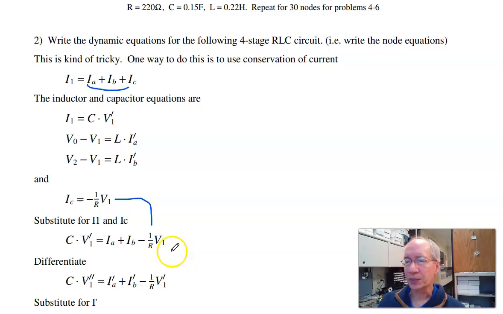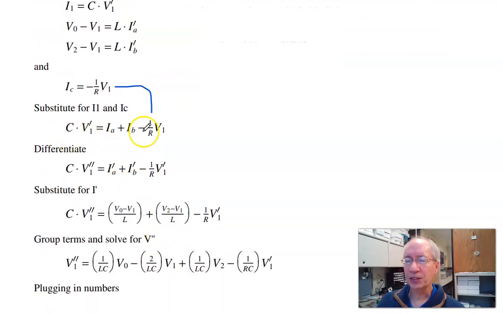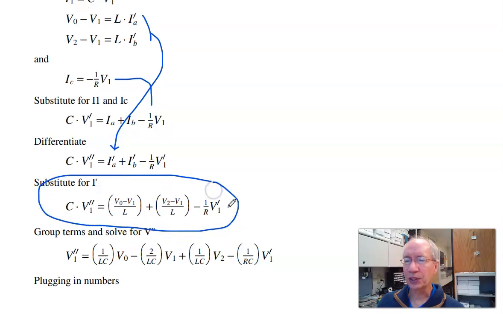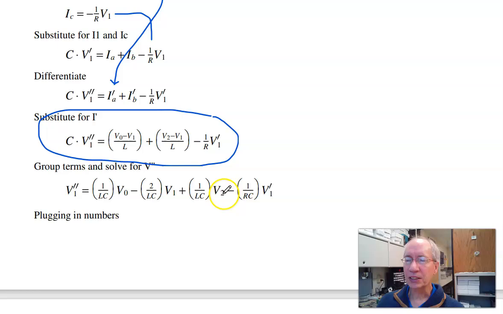Now here's where the trick comes in. I'm going to differentiate this equation. So C times the second derivative of V1 is the derivative of IA plus the derivative of IB plus minus 1 over R times the derivative of V1. Now that I have the derivative of IA and IB, I can substitute. Plugging those in, I wind up with a second order differential equation, or rewriting it slightly, a second order differential equation.